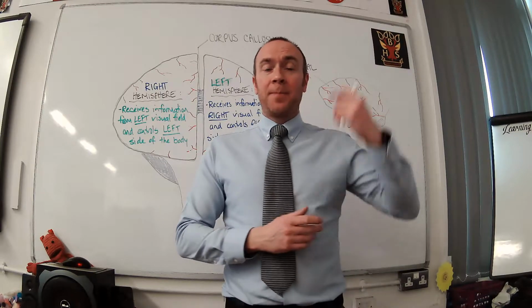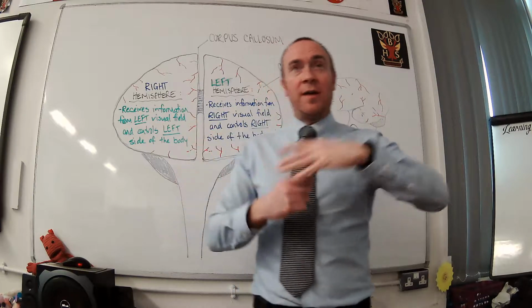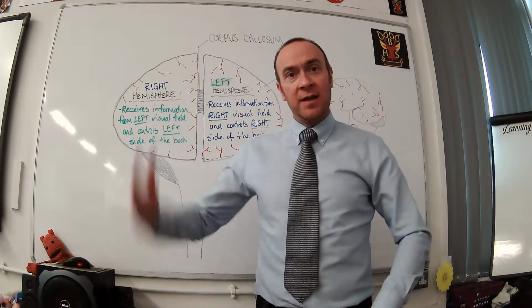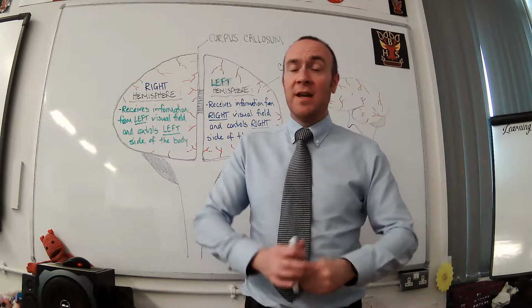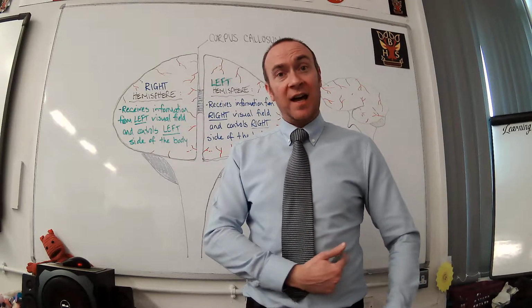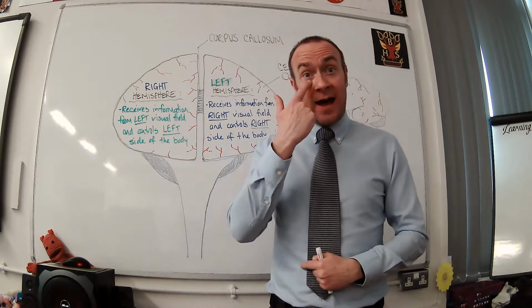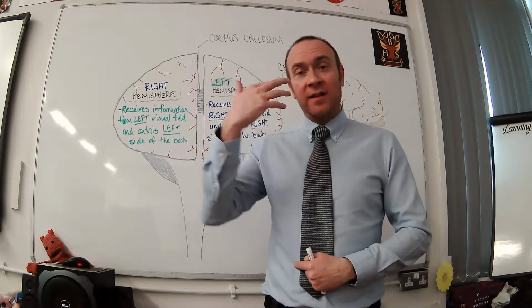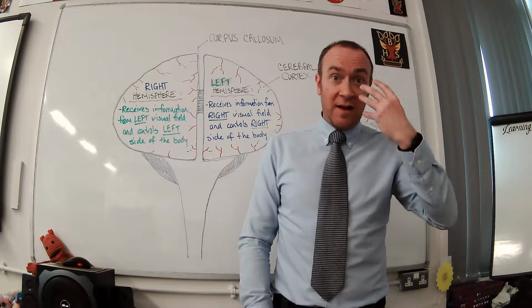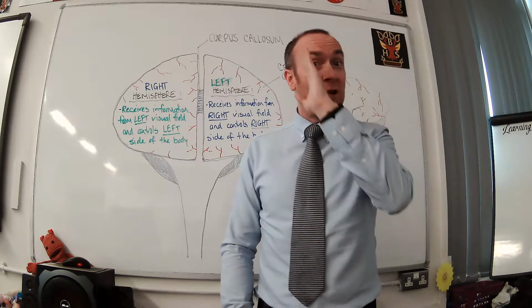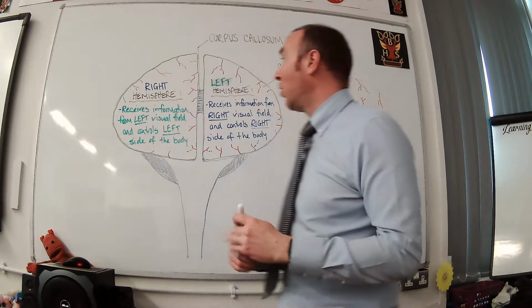So you have basically a crossover of signal. If your right arm is moving, it's the left hemisphere that's controlling that. If your left arm is moving, it's the right hemisphere that's controlling that. And similarly, information from, for example, your right eye, your right ear, is all being sent to the left hemisphere, and vice versa. Your left eye, your left ear, information is being sent to the right hemisphere of the cerebral cortex.